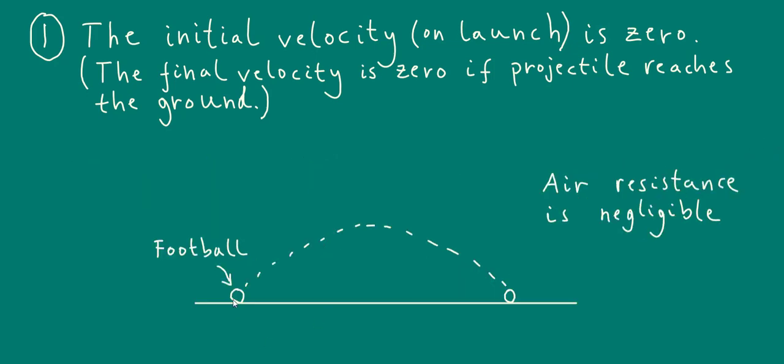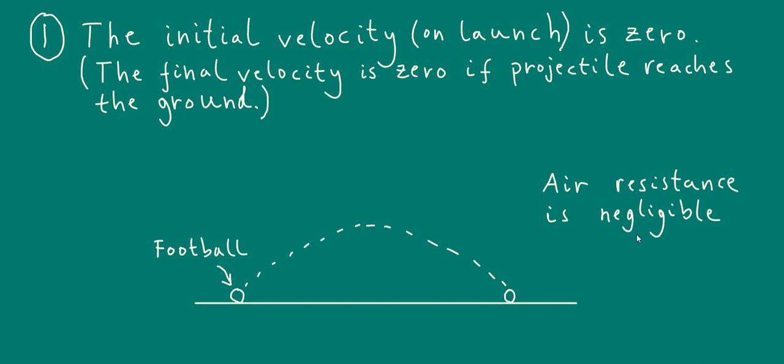Imagine a football that's kicked from rest and comes to a rest when it reaches the ground again. So just imagine that we've got some very thick and wet mud here, and the ball just comes straight to a stop when it reaches the ground again. We'll be assuming that air resistance is negligible throughout.